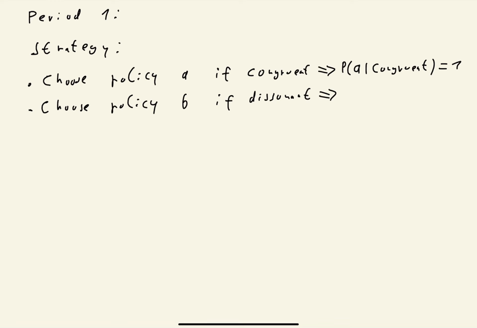And at the same time, if he follows the strategy of choosing B if he's dissonant, it means that the probability that A is chosen, given that he's dissonant, is equal to 0. So now we have summarized the strategies of all participants in this model, and now we need to verify that those strategies are optimal. So what do we have?